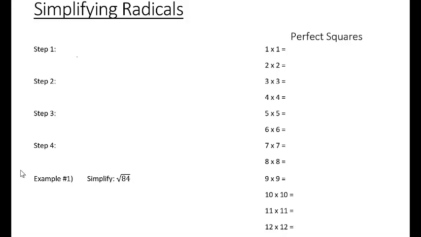For simplifying radicals, I want to start with example 1 down here, so that we can work through these steps given a problem. So the first thing is you've got to know your perfect squares. Perfect squares are 1 times 1, or 1. 2 times 2 is 4. 3 times 3 is 9. 4 times 4 is 16. Make sure you're jotting all of this down on a piece of paper.